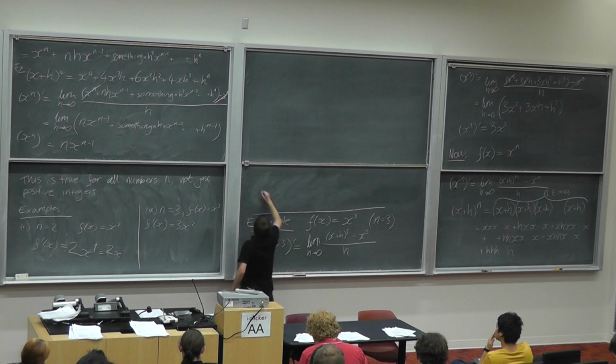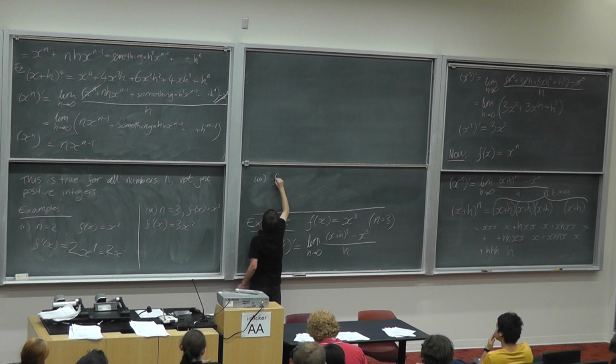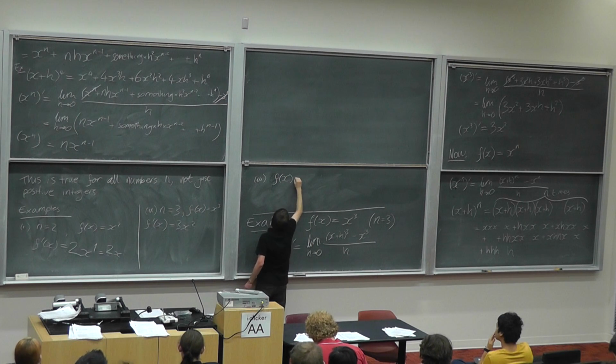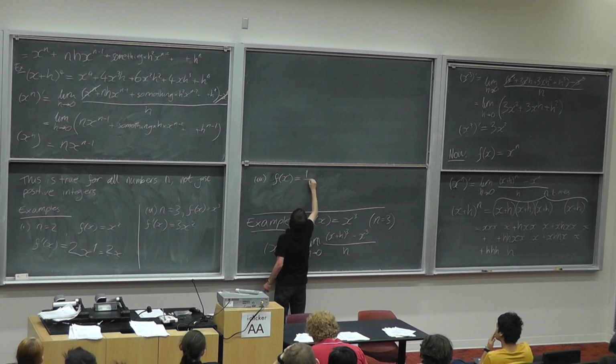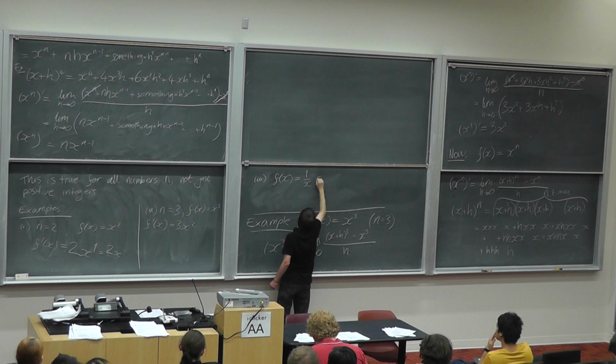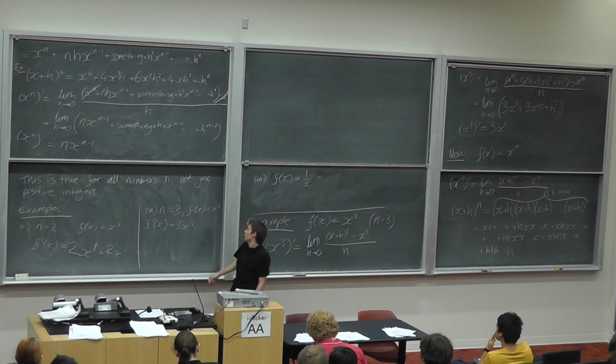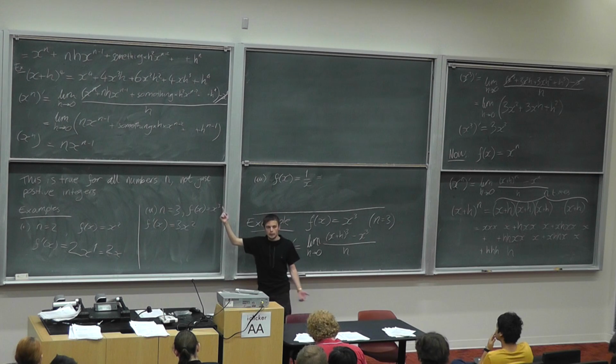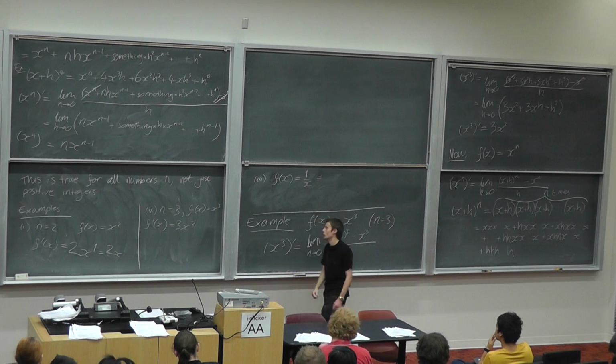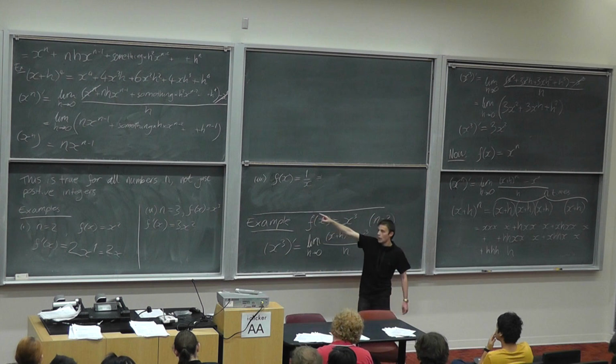Suppose now that we had f of x is 1 over x. A few lectures ago, you found the derivative of this using the limit definition. So now we're going to find the derivative of it using the power rule that we have.